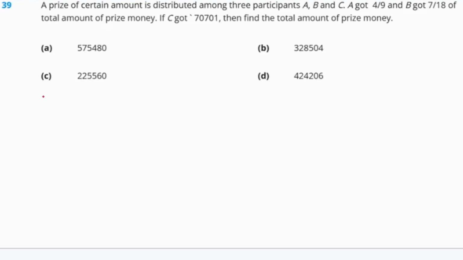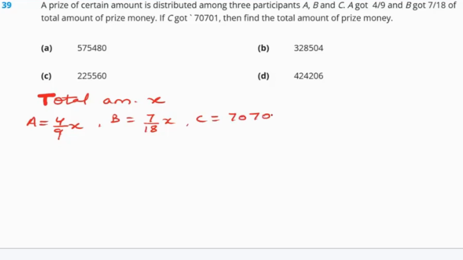So if we take the total amount as X, A got 4 by 9 of X, B got 7 by 18 of X, and C got 70,701. When we add them together, A plus B plus C should equal X only. So 4 by 9 of X plus 7 by 18 of X plus 70,701 should equal X only. Correct? So when we solve it, we will get the following.